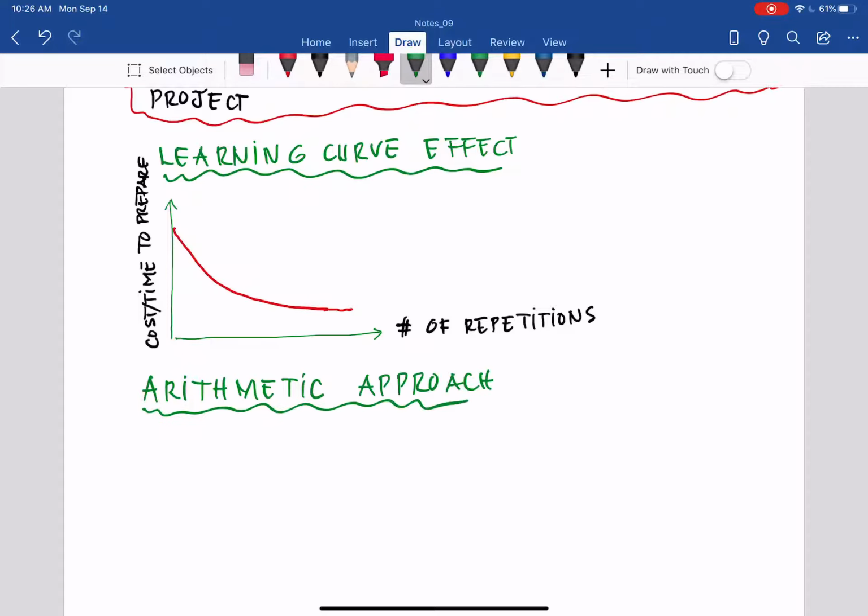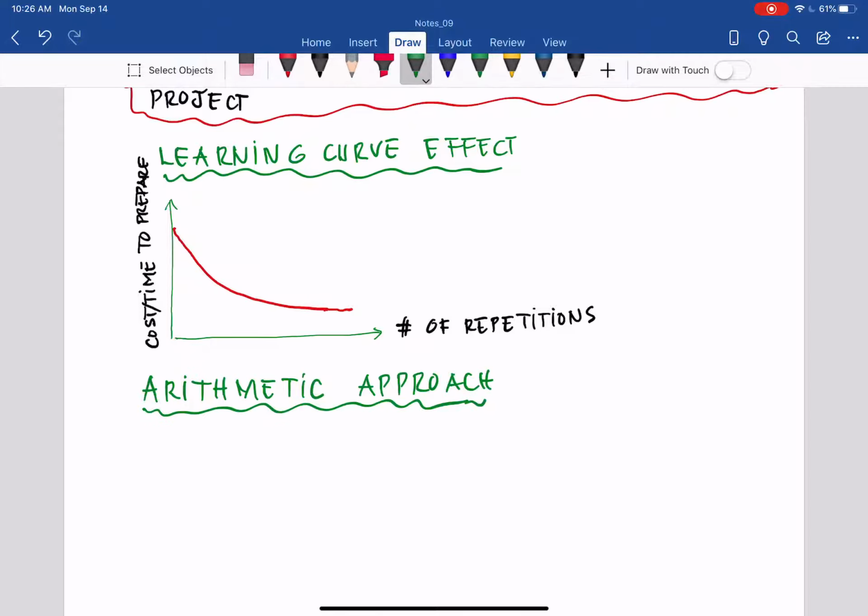So let me review what the learning curve is. When we do something that requires repetition, we improve our productivity, which is realized in terms of saving cost and time to prepare, shown on the vertical axis, and it depends on the number of repetitions. The more we repeat the same work, the more time and cost we save, and that is what we call the learning curve effect, or experience. With more experience doing the same work, we save more time and cost.